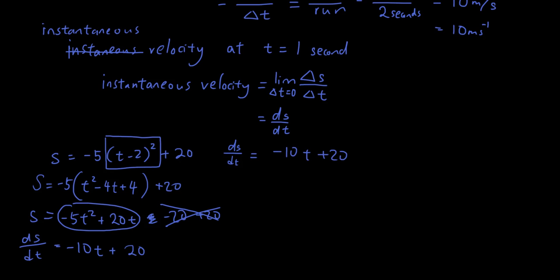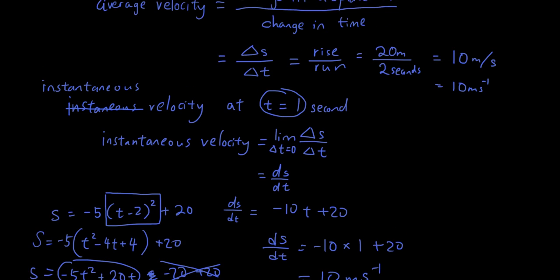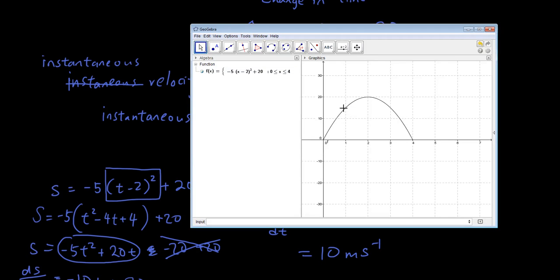Now, notice how we want the instantaneous velocity when t is equal to 1. So we have ds over dt is equal to negative 10 times 1 plus 20 is equal to 10 meters per second. So we can say at time is equal to 1, the speed is 10 meters per second.